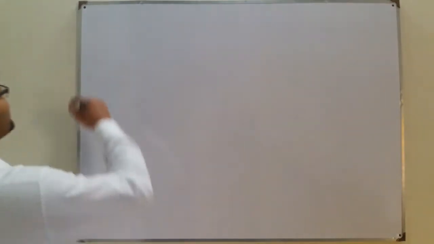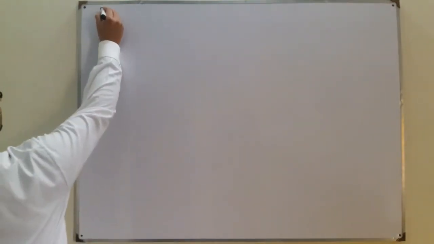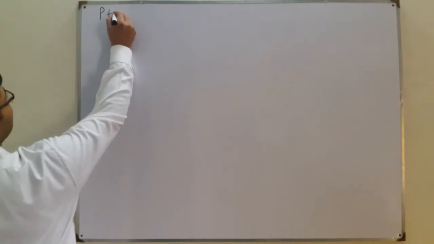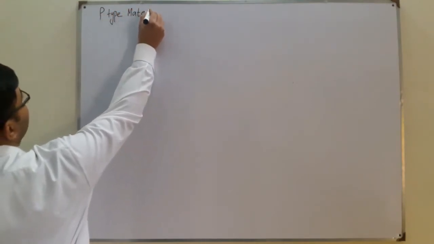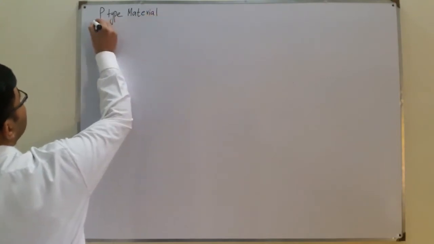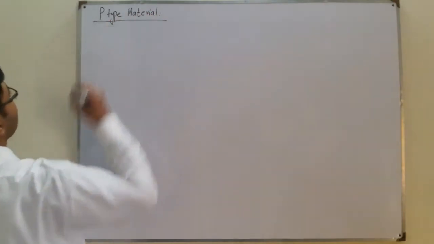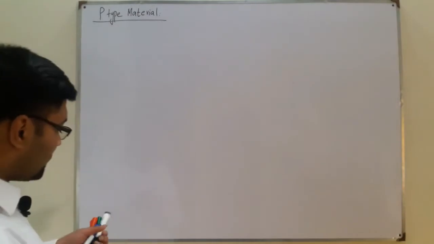The other extrinsic material, that is the P-type material. In the last video, I gave a wrong heading. I gave the heading of P-type and I started discussing N-type, right? So in the P-type, what do you have?